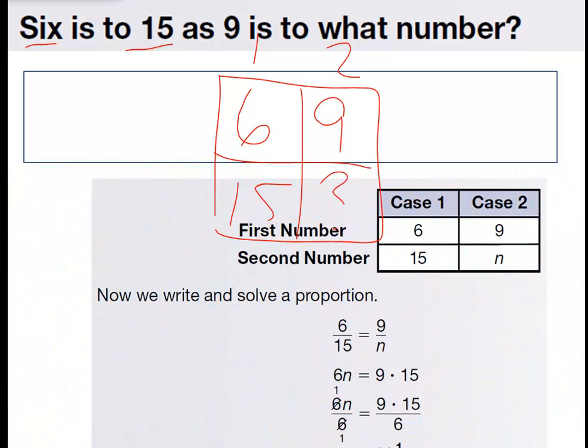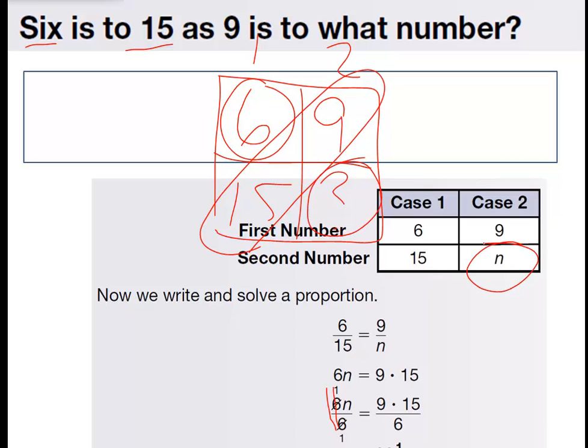And then when you solve it, you times 9 times 15. You're going to divide it by the 6. You can divide both sides by 6 so we can eliminate that, because we can isolate the unknown right here, which is our n, and what we get is 22.5.